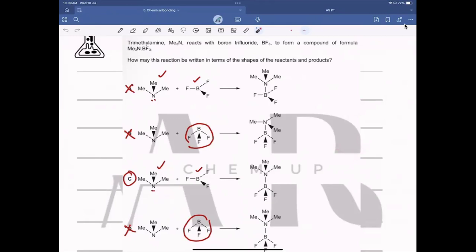Yes. So it means that if you see this, this diagram is correct. So we already figured out B and D wrong because of this. But in reactants, whether it's A or C, both are considered as correct.